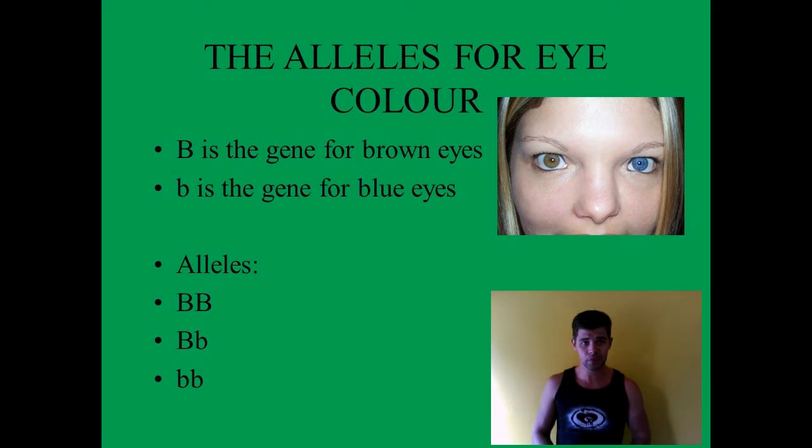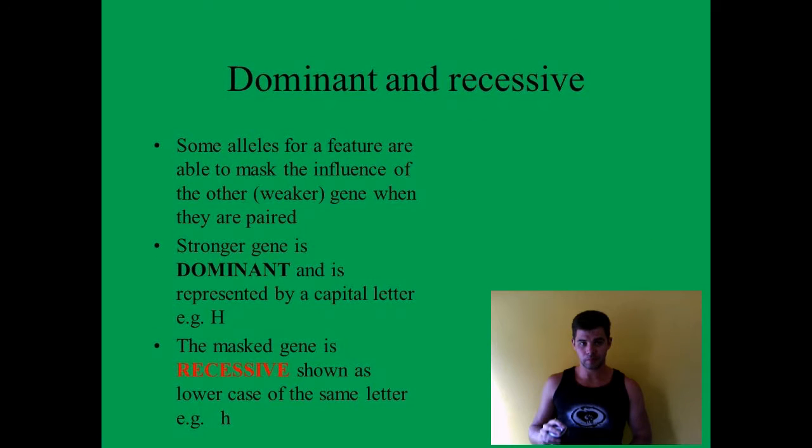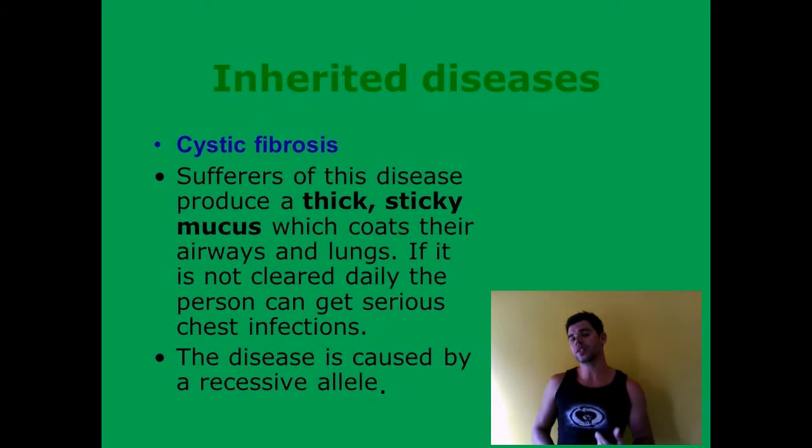Okay? So, we've discussed this already. The stronger gene is dominant and is represented by a capital letter. Now, the masked gene, the one that has its features, its phenotype hidden, is recessive and it's shown in lowercase. So, we can also inherit diseases. We don't just inherit features. It is possible to get diseases from your parents that are carried in genes.